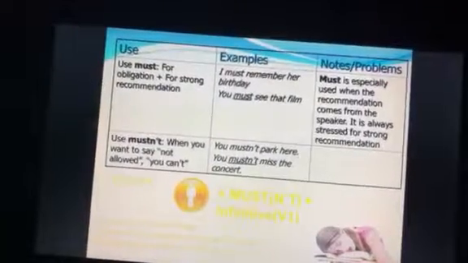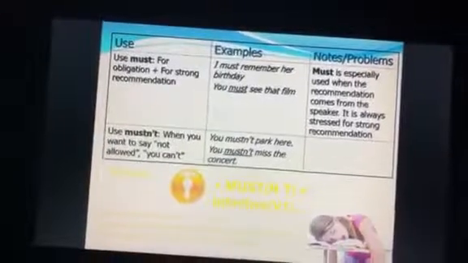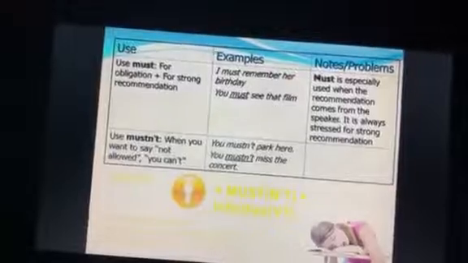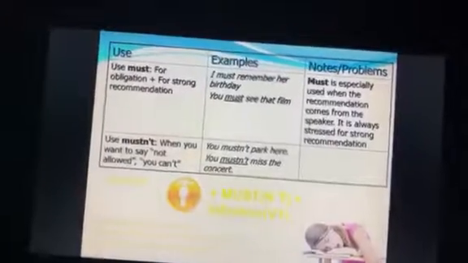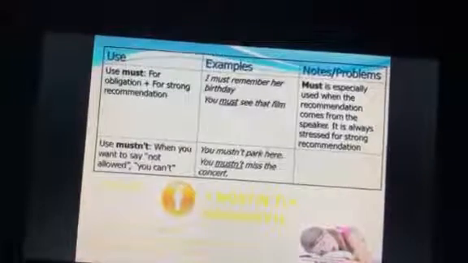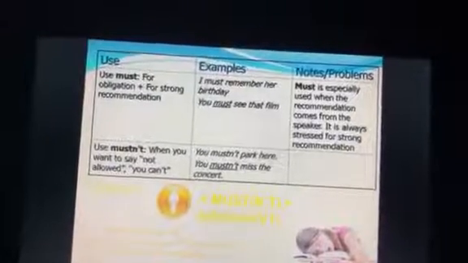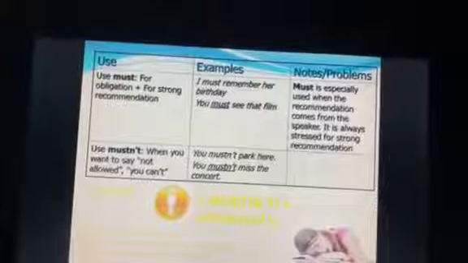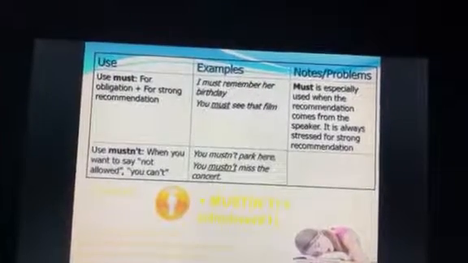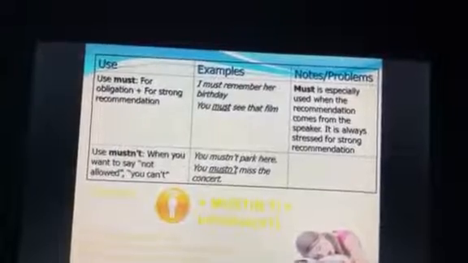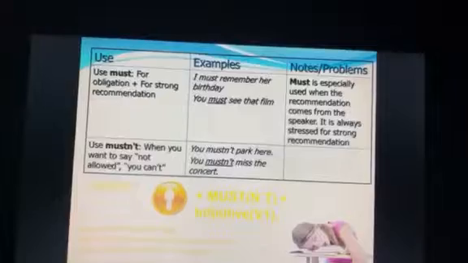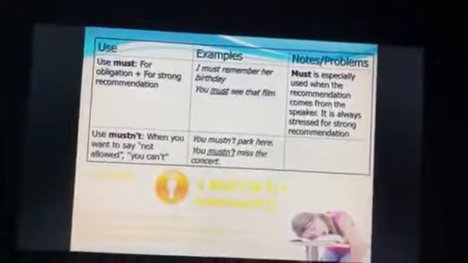We use mustn't when we want to say that you're not allowed or that you can't do something. Example: you mustn't park here. You mustn't miss the concert. Note: must is especially used when the recommendation comes from the speaker. It is always stressed for strong recommendation.